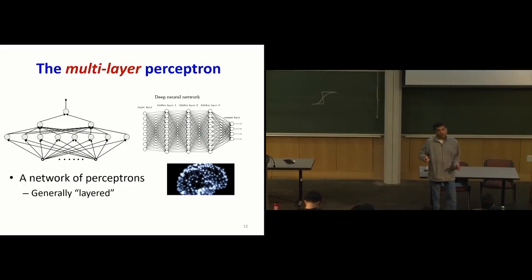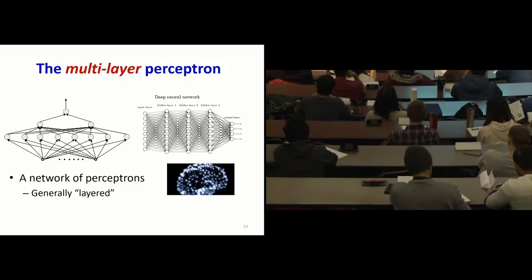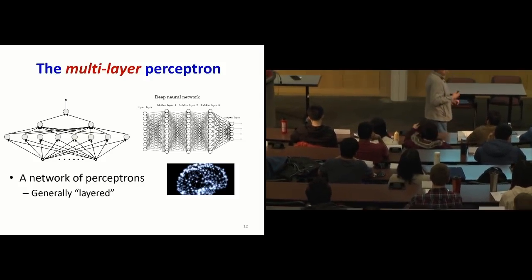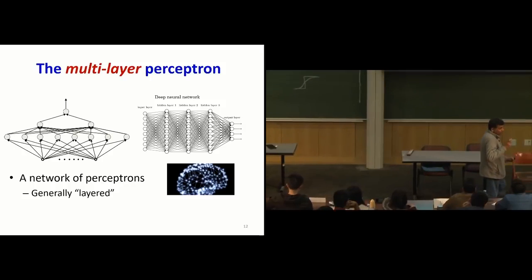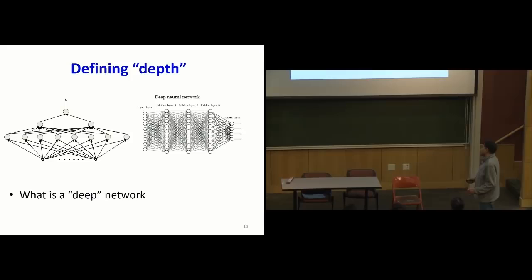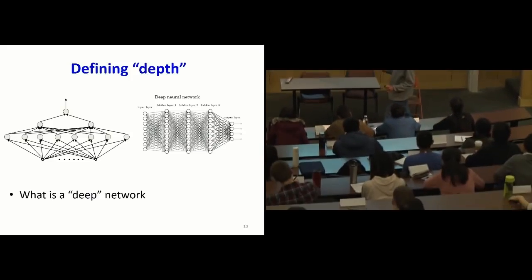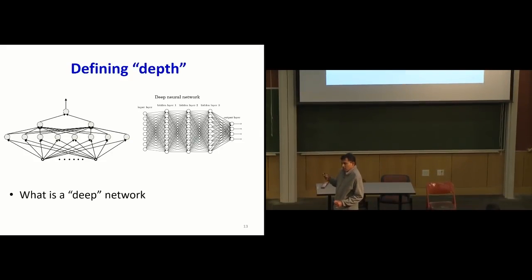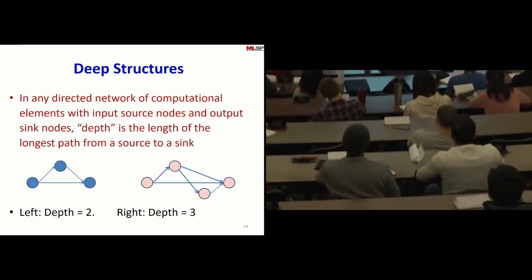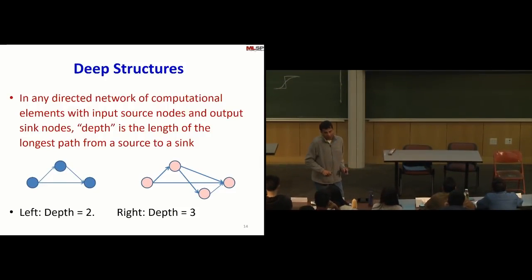Now, when you speak of neural networks, these days everybody's talking of deep neural networks. So what does it mean for this network to be deep? Depth is not just hand waving. Depth has a very nice formal definition. Depth is defined in the context of graphs in general. So anytime you have a directed graph with a source and a sink, then the length of the longest path from source to sink is the depth of the graph.